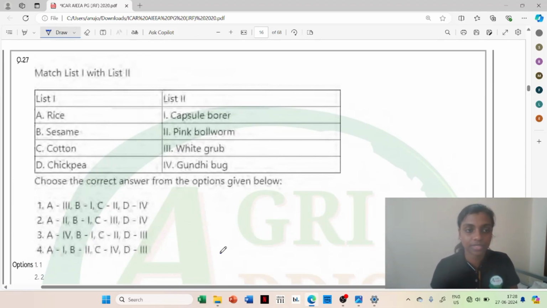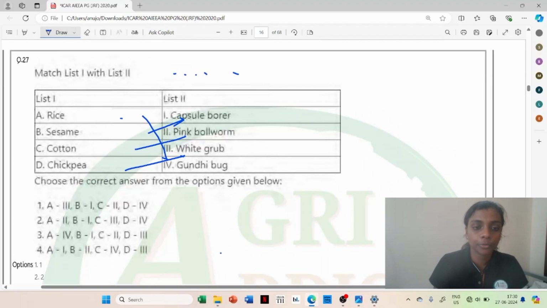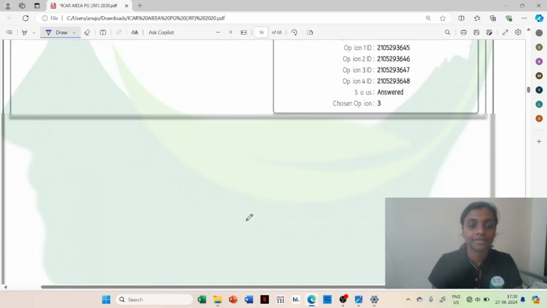Next is a general agriculture question. So every time the major crops grown in our country and the pests associated with them are asked; rather than the pathogens or the diseases, the pests are commonly asked. Okay, so when you're studying, give a little more importance to that portion also. So first one is rice. Rice will go to gandhi bug, A4; sesame, capsule borer; cotton, pink bollworm; and chickpea, white grub. The chickpea will go to white grub. Okay, so the answer is A4, B1, C2, and D3. Option C. Okay. Next question.